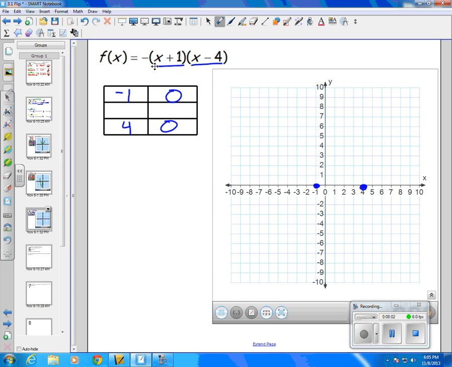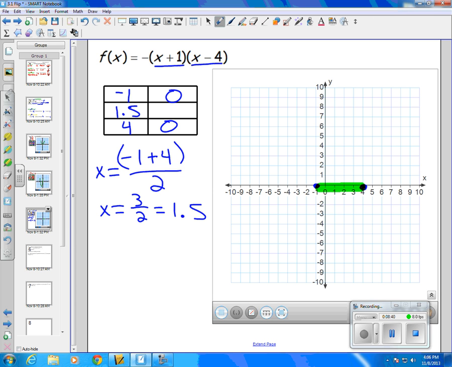If I'm looking for the vertex of this graph, the nice thing is when you have the intercepts and you have a graph that crosses the x-axis twice, the vertex will be halfway between the intercepts. So we need to find the point that is halfway between negative 1 and 4. To do that, we can find the midpoint. So the x-coordinate of the midpoint will be negative 1 plus 4 divided by 2. That will give us 3 over 2, or 1.5. So the x-coordinate of the vertex is 1.5.